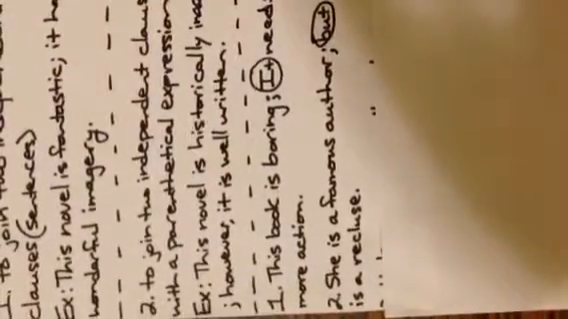Continuing on to the last little bit here, what are some don'ts with semicolons? Well, first of all, this book is boring, semicolon, it needs more action. Never capitalize the first word after a semicolon. Two, she is a famous author, semicolon, but she is a recluse. Never use a conjunction after a semicolon, like a FANBOYS: for, and, nor, but, or, yet, so.